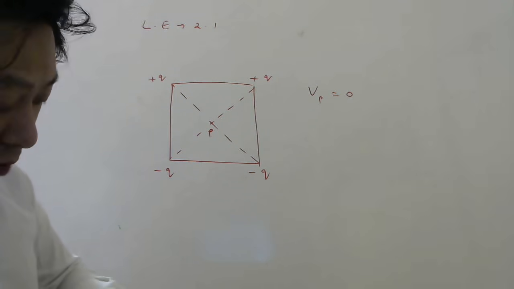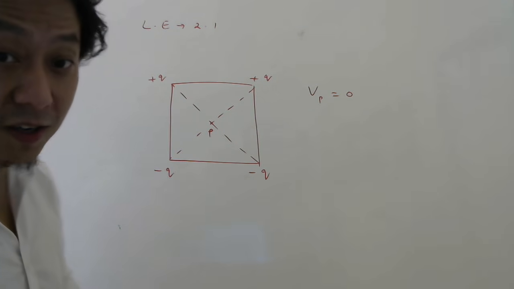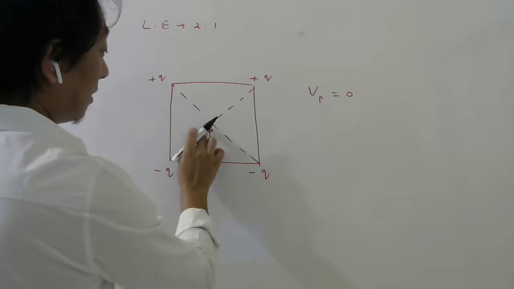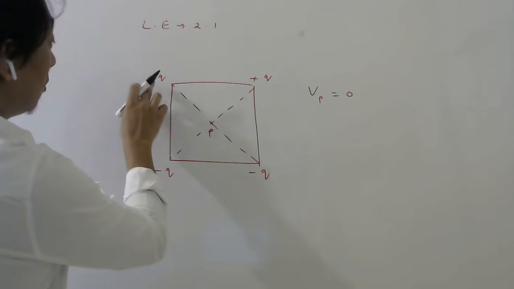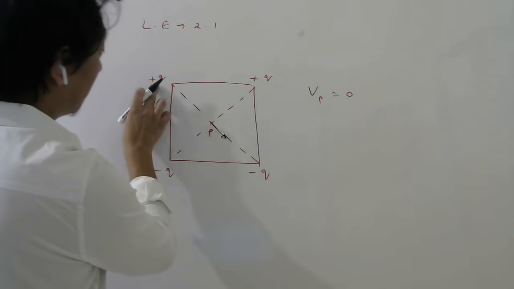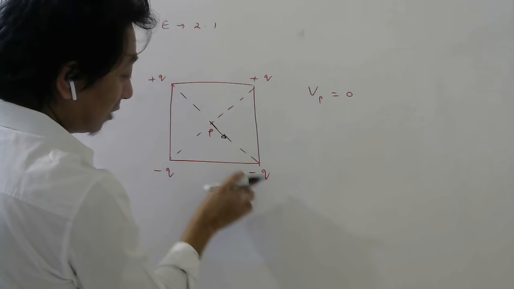But electric field, you have to be careful, because electric field is a vector quantity. So if you keep like this, electric field cannot be 0, students. Why? Due to this charge away from this charge, due to this charge towards that charge.